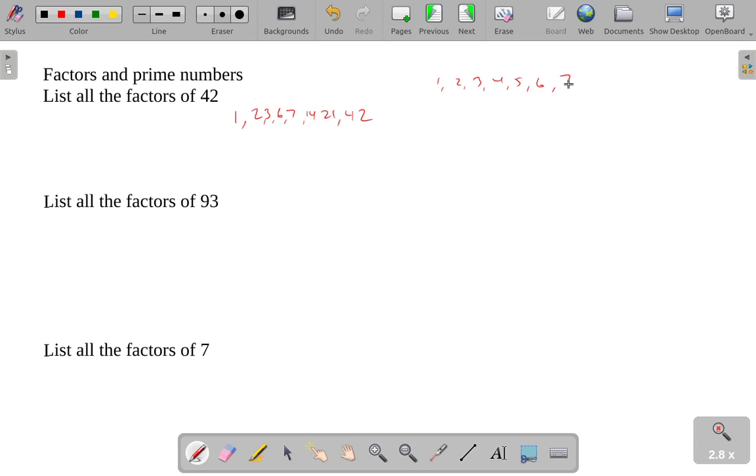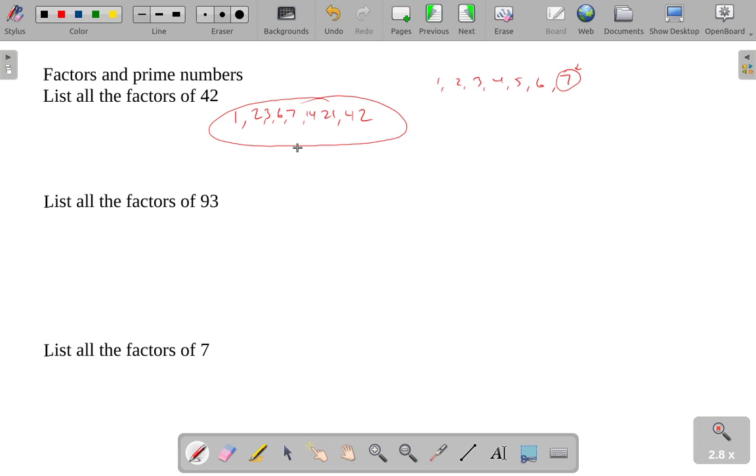The next number I would check would be 7. 7 is already on the list, though. And once I get to a point where I've arrived at a number that I've already gotten, as long as I'm being complete and don't skip anything, then this 7 has already been gotten, which means at this point I can conclude that my list is complete. So all the factors of 42 are here: 1, 2, 3, 4, 6, 7, 14, 21, and 42.